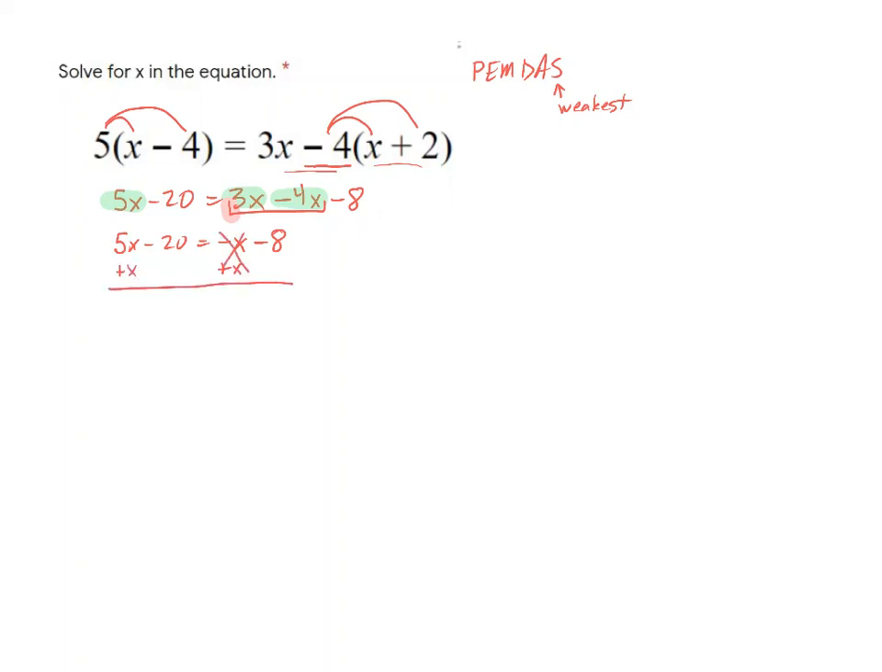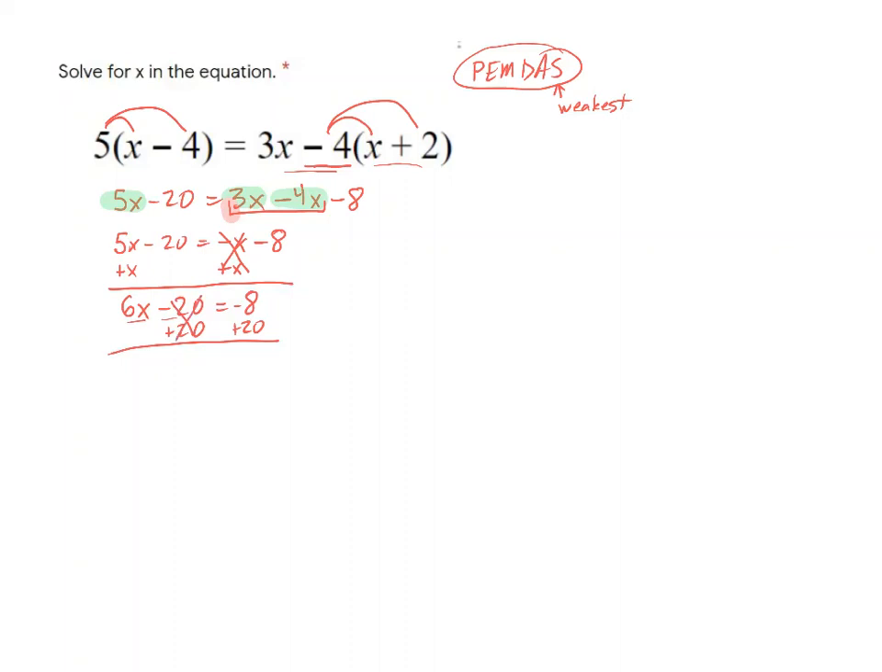So on this side, it's going to go away. On the left-hand side, I'm going to have 5x plus x, which is 6x minus 20 equals negative 8. And then I'm going to add 20 to both sides because now I've got a 6x minus 20. So I've got the 6 being multiplied by the x and then the 20 that's being subtracted. So now looking at that PEMDAS, subtraction there is the weakest. So I'll go ahead and add that to get rid of it.